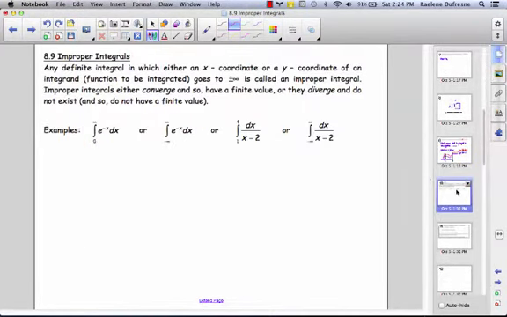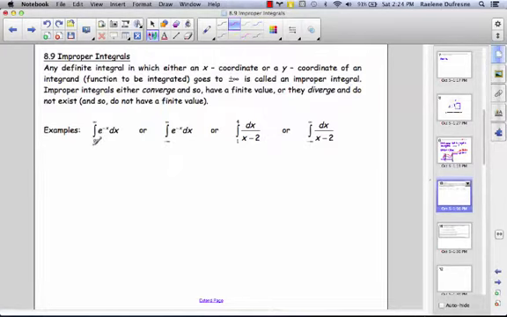So now we're ready to really put all of these ideas and obstacles into 8.9, improper integrals. Any definite integral in which either an x-coordinate or a y-coordinate of an integrand, which is the function to be integrated, goes to plus or minus infinity, we call an improper integral. Improper integrals either converge, and therefore they have a finite value, or they diverge and they do not exist because they do not have a finite value.